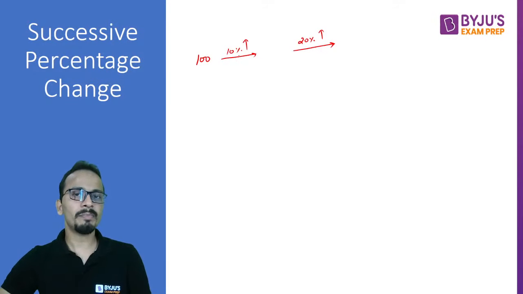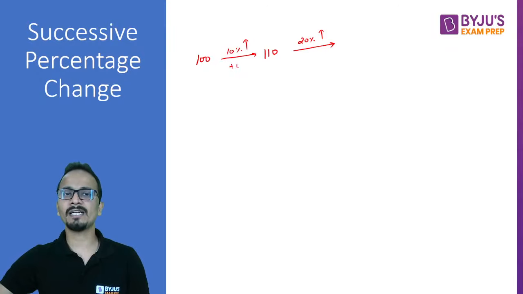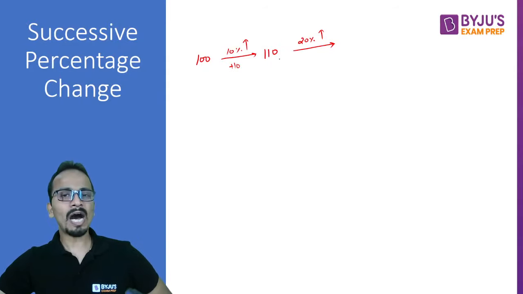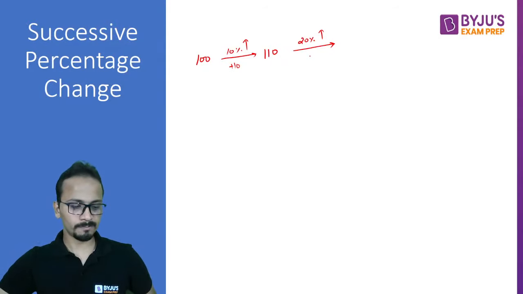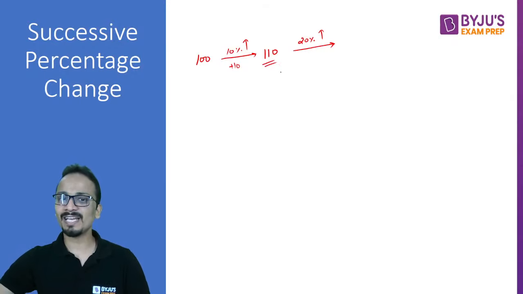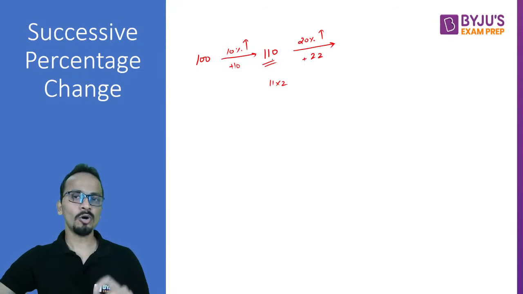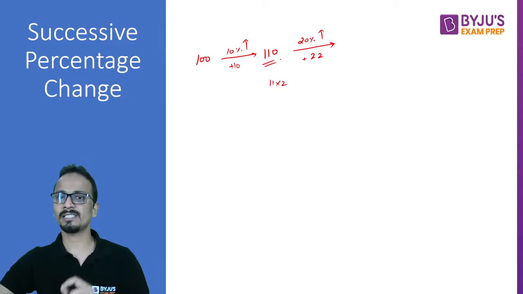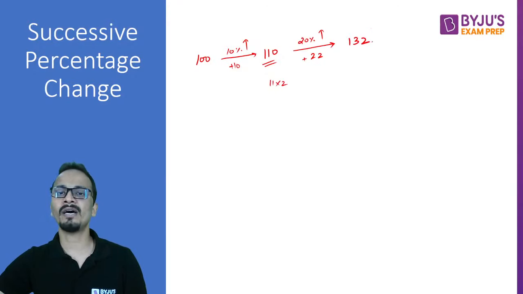Now after increasing 100 by 10%, the value will become 110. Okay, 10% of 100 will be 10. So I'll add 10 to the original value and the final value will be 110. Now I have to increase 110 by 20%. So how much will 20% of 110 be? So it is easy for you to calculate. 10% of this value will be 11. 20% will be 11 into 2, that is 22. So add 22 to 110, and the final value that you will get will be 132.